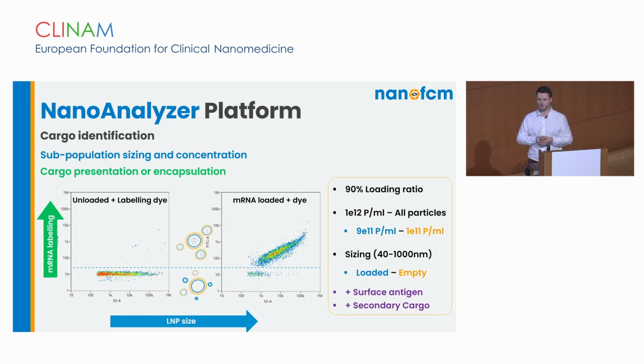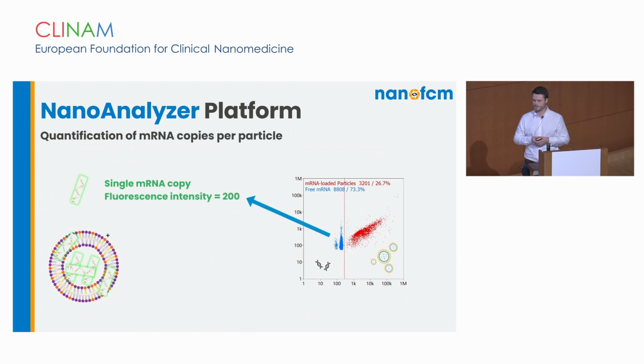Again, we still have the option then to look at additional targets on that, such as surface antigens and secondary cargo. Now we're going to switch to how we do the quantification of the mRNA. So you can see now that instead of gating across the y-axis as before, we're now gating on the x-axis.